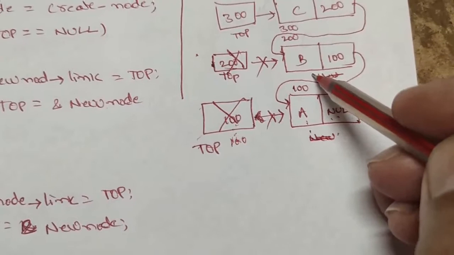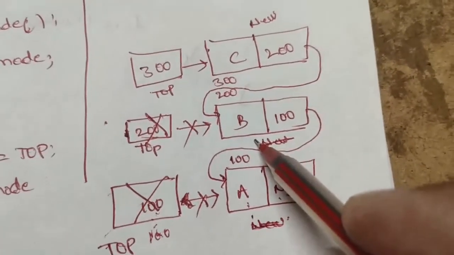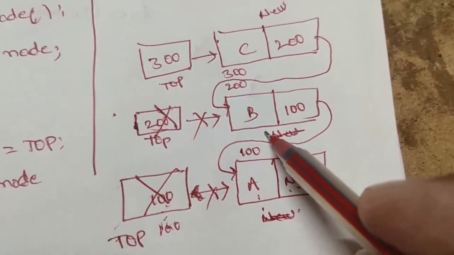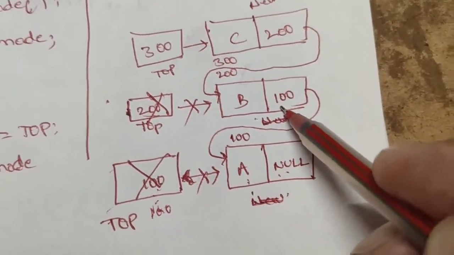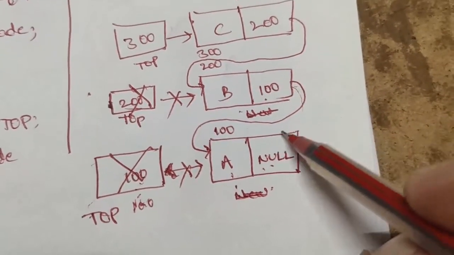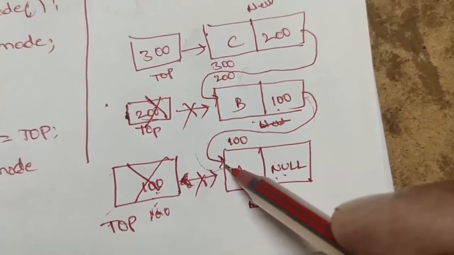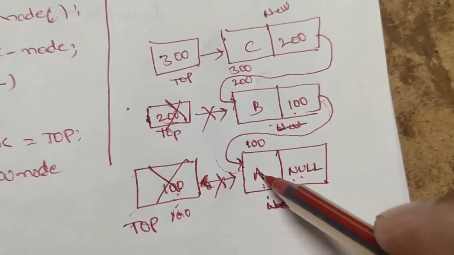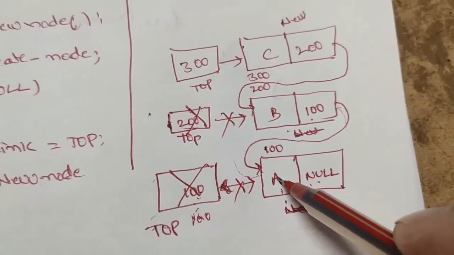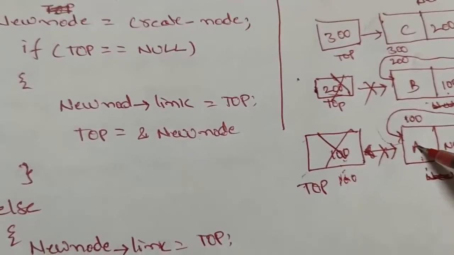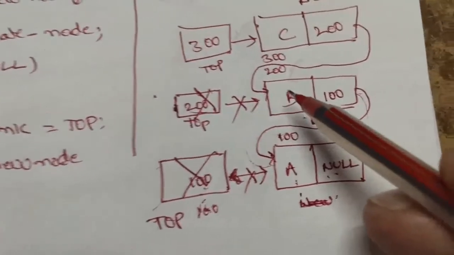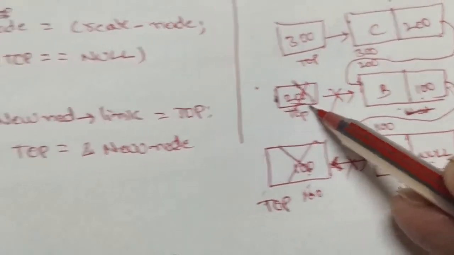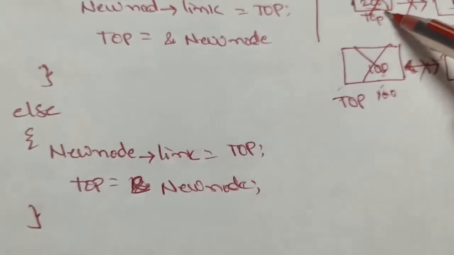Now this is the new node. The new node data part has the value B, and new node link equal to top. Top has 100, that is transferred to the new node link part. Now the link is established like that with the previously created node, or previously pushed data item onto the stack. Right? And then top equal to ampersand new node. The new node address is 200. The 200 is transferred to the top. Right? This is the else part.